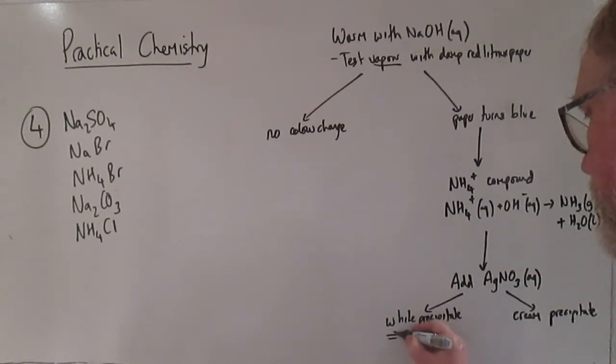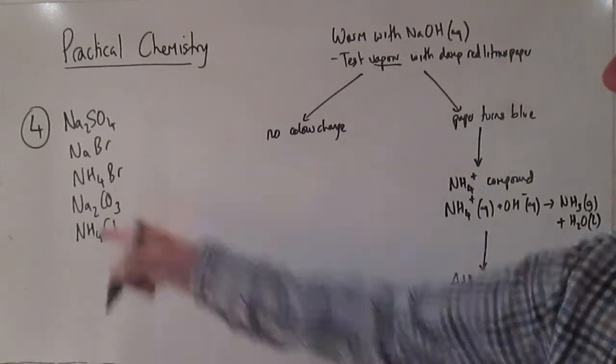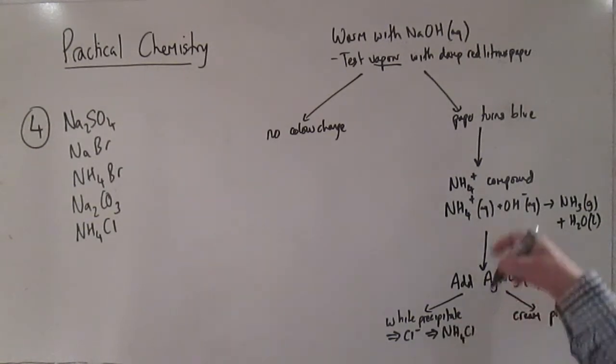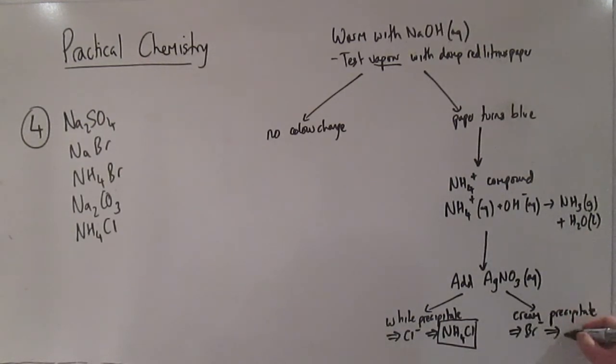And if it's white, that means that you've got chloride ions, and out of these solutions, that means you've got NH4Cl, because you know it was an ammonium compound and you've now got the chloride. So that one has been identified, and the green one is bromide, and therefore that's ammonium bromide. So that's two of your solutions identified, and just make it very clear like that.